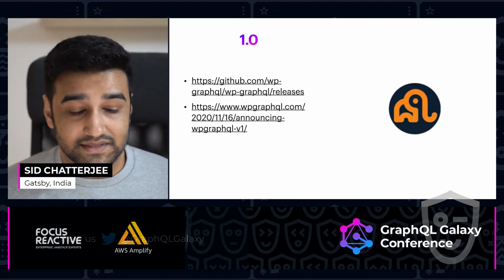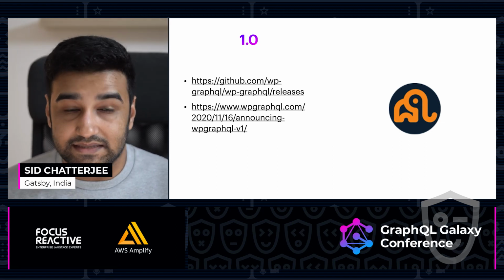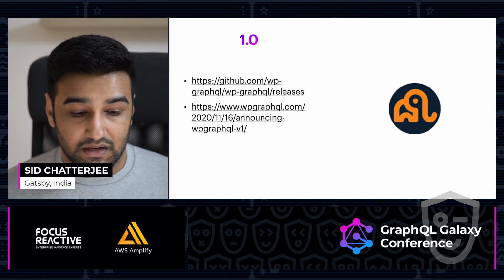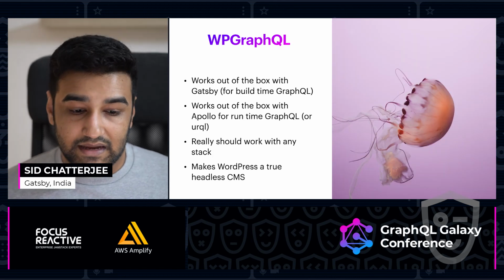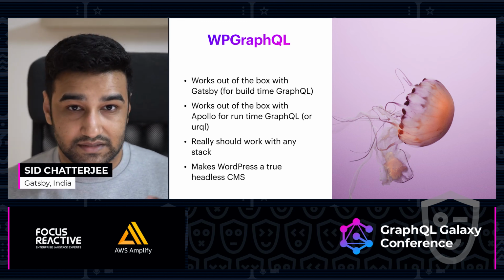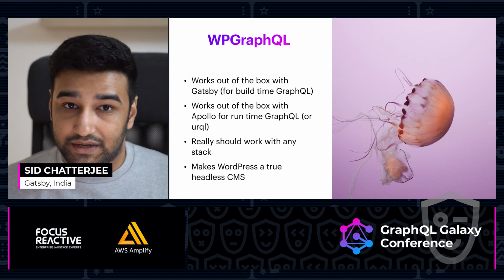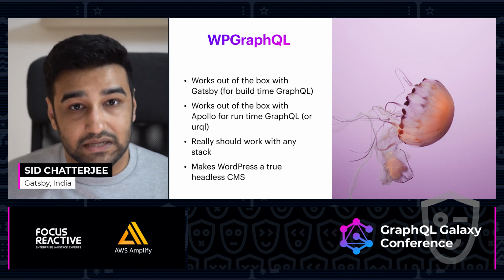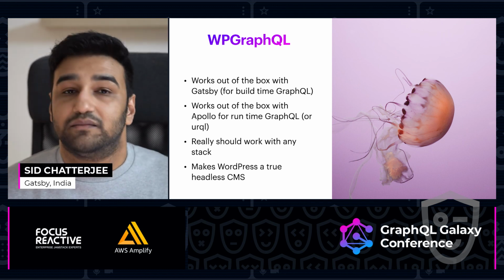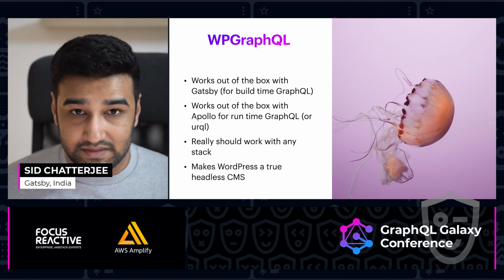It also hit 1.0 recently, and that's a big deal because this marks its first stable release. My slides have a link to the release notes for the 1.0 release, as well as the blog post that Jason wrote. And with that, that's WP GraphQL. It works out of the box, like I said, with stuff that uses runtime GraphQL, like Apollo or Oracle, or if you'd like to use GraphQL at build time like Gatsby does, that also works out of the box with WP GraphQL. And really, like I said before, it should work with any stack. It's just an API. This truly makes WordPress a headless CMS.